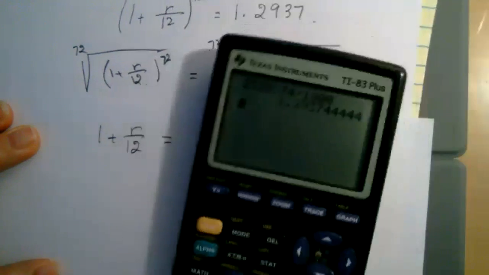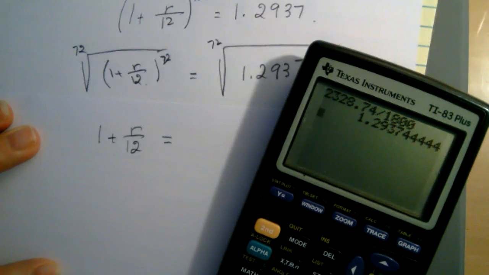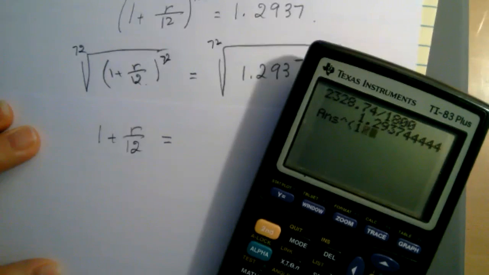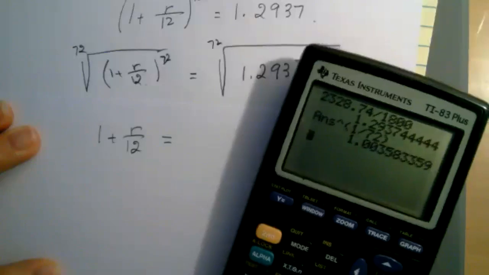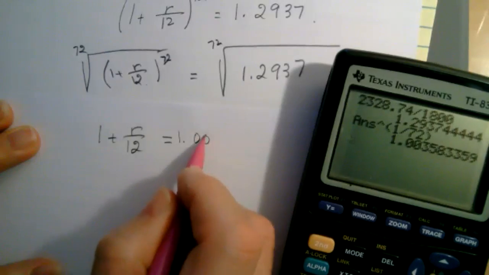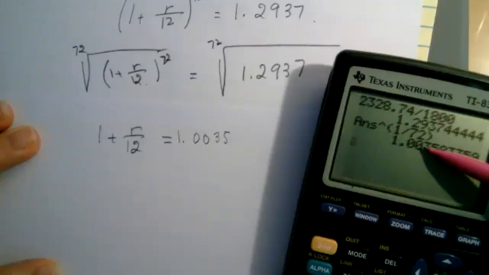Now I'm gonna take my calculator. I still have the answer here. And I'm gonna take it to the power 1 over 72. And I'm getting, I hope you're getting something similar. I'm getting 1.0035. Of course, I'm not gonna stop after the 20. It's not gonna make sense.